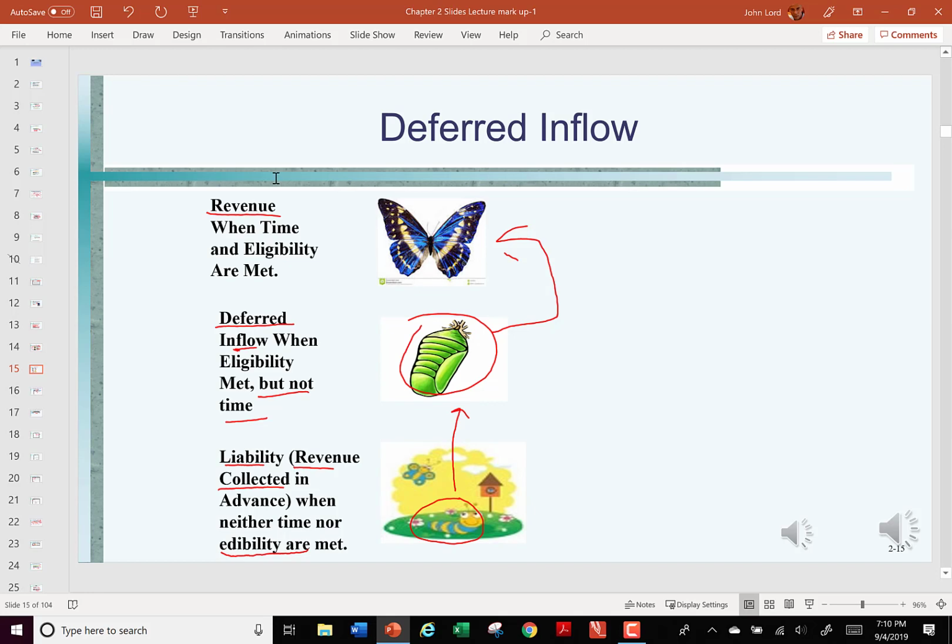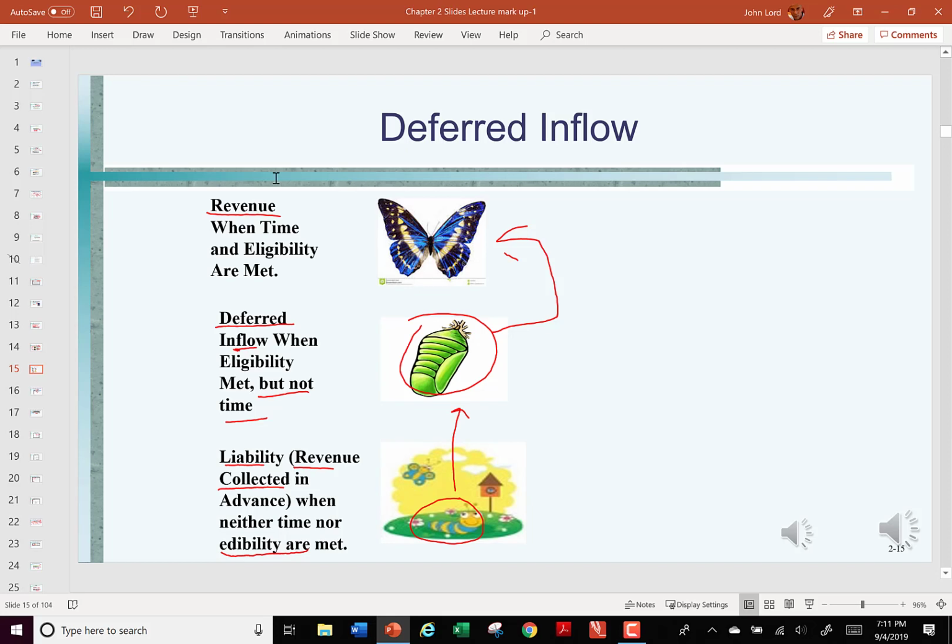So we're going to have to deal next time with understanding this continuum along the revenue recognition. Money comes in. If we haven't met any of the requirements yet, it's considered a liability and unearned revenue. We don't call it deferred revenue. We call it unearned revenue. We can call it revenue collected in advance.